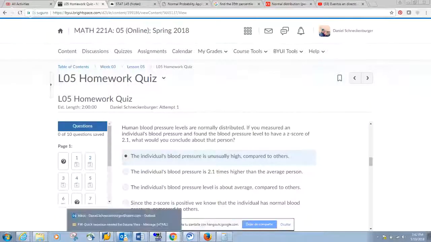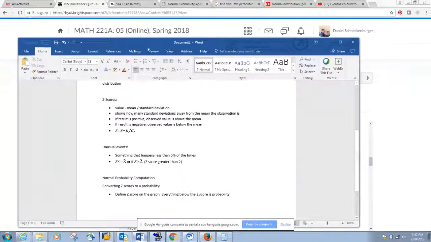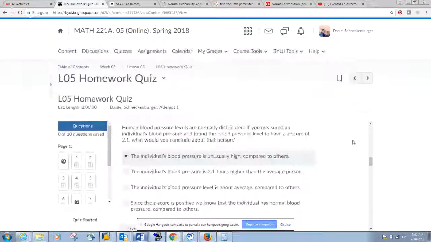Well, I wouldn't say it was. Yeah, I guess it could be unusually high. Let me check. Well, because anything more than 3 is crazy, but 2.1 is definitely higher than it would be normally. So I would say, yeah. For unusual events, I put something that happens less than 5% of the time, with a z-score greater than 2. Yeah, so I guess that's how. Okay, good.